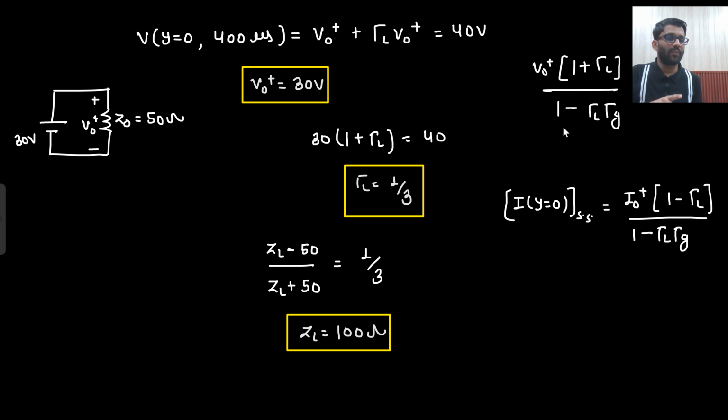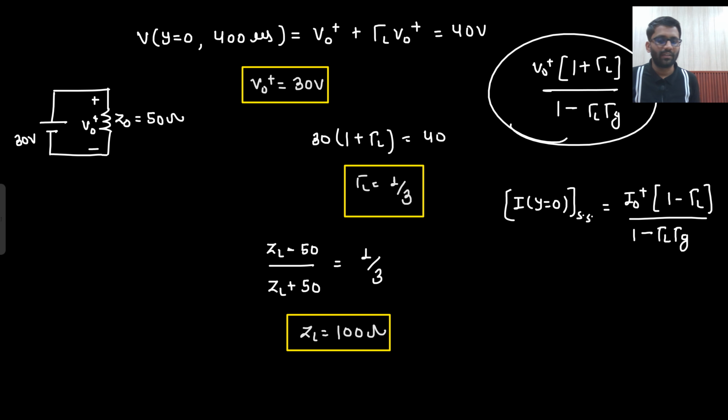You don't need to mug up the formula for current, you just remember the formula for voltage. And how will you remember the plus minus sign? Because the denominator has 1 minus gamma L gamma G, so here it is minus, and on the upper side there will be plus. This is how you can remember it.